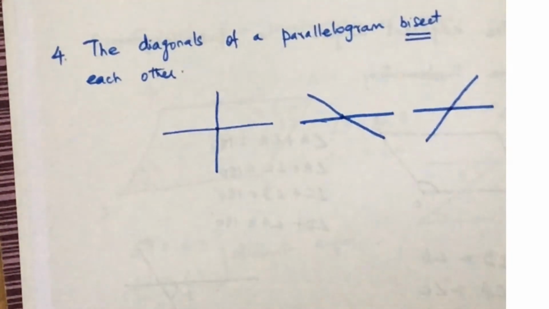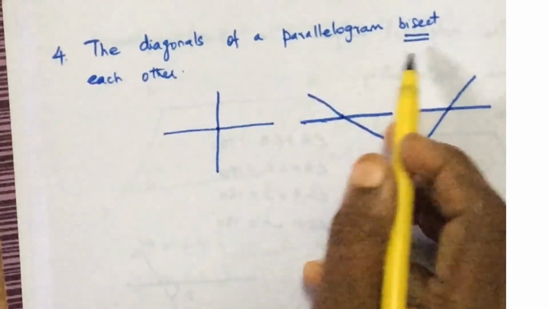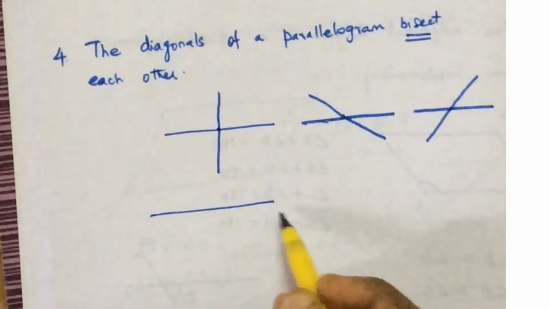Here what they are saying is the diagonals of a parallelogram bisect each other. Let me draw a parallelogram first.